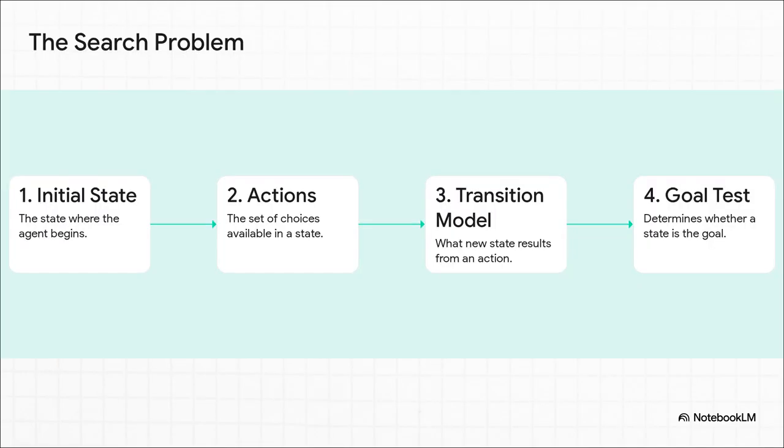And this right here is the key. Before an AI can even think about searching, the entire problem has to be defined by these four things. Where do I start? What can I do? What happens when I do it? And how do I know when I'm done? Once the AI has this complete rulebook, and only then, can it finally start hunting for a solution.